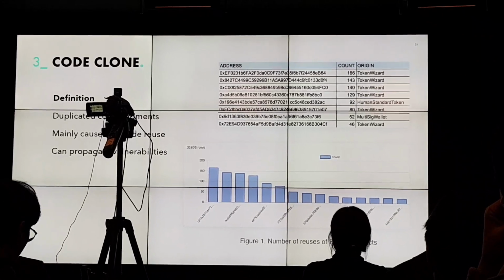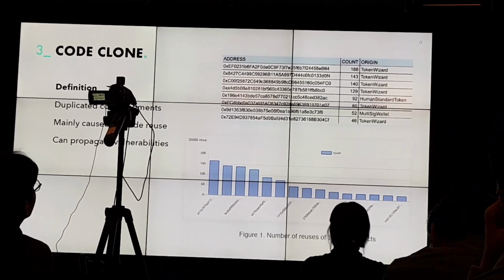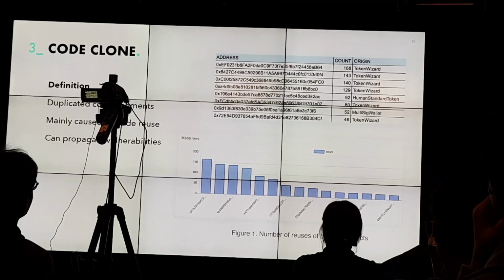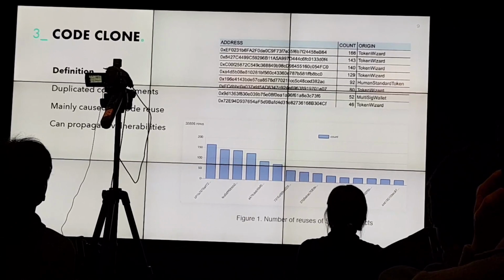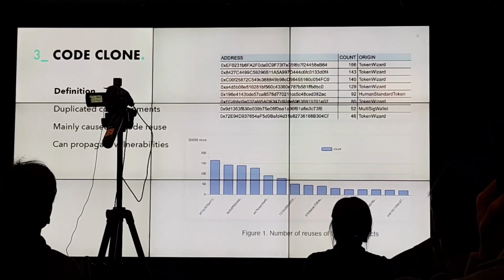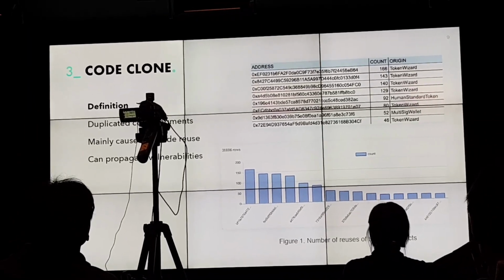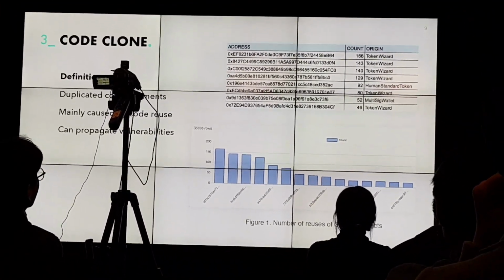So we solve the problem through vulnerable code detection, and let's start with what a code clone is. Code clone means duplicated code fragments. It is mainly caused by code reuse and propagates vulnerabilities. So there are some smart contracts that have been duplicated many times.